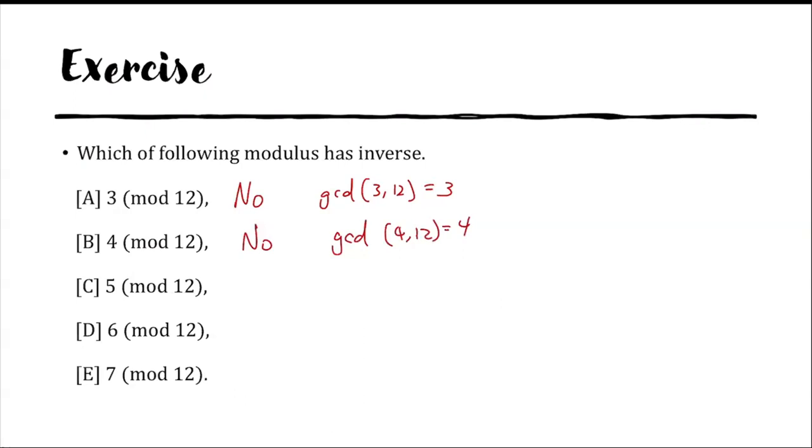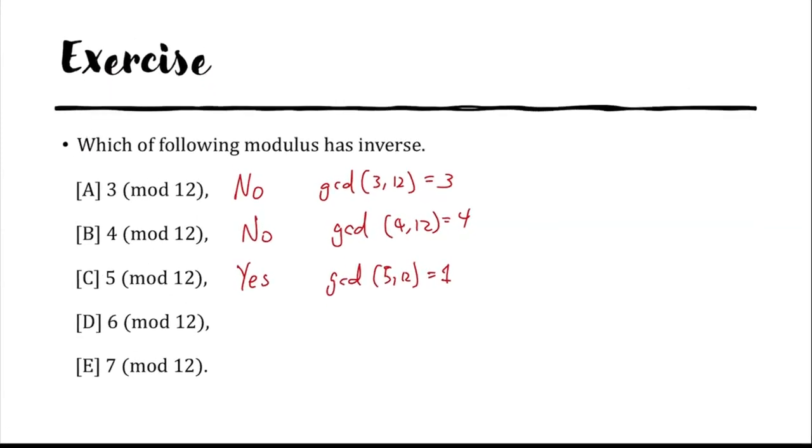Now, what about 5 mod 12? It will be yes. If you check the GCD of 5 and 12, it's 1. So we know the inverse exists. Now what about 6 mod 12? The answer will be no. Again, if you check the GCD of 6 and 12, it is equal to 6. Now what about 7 mod 12? The answer will be yes. The GCD of 7 and 12 is 1.